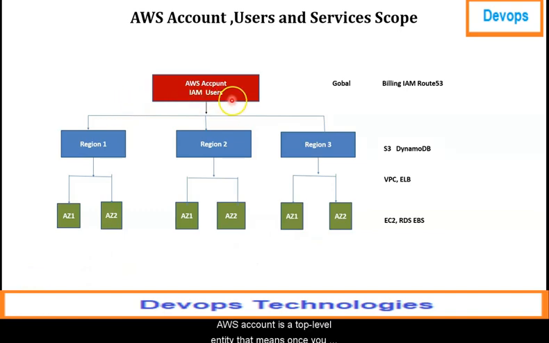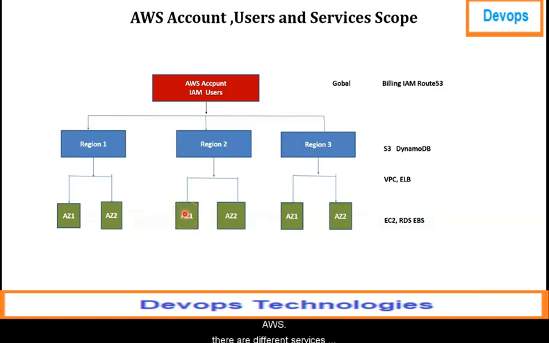AWS account is a top level entity. That means once you have an AWS account, you can deploy your infrastructure in any of the AWS regions. So as I said, there are 20 plus regions as of now, and every region comprises 2 or more availability zones. That is what's shown here.